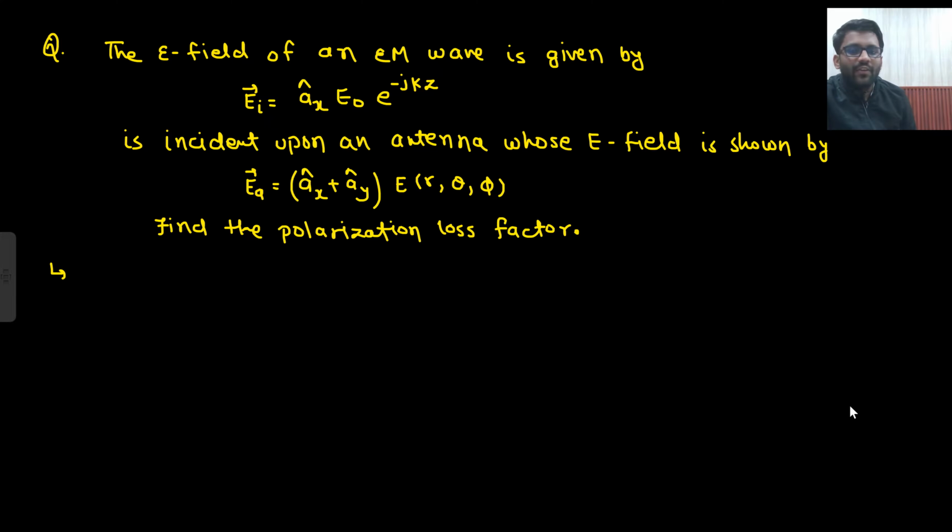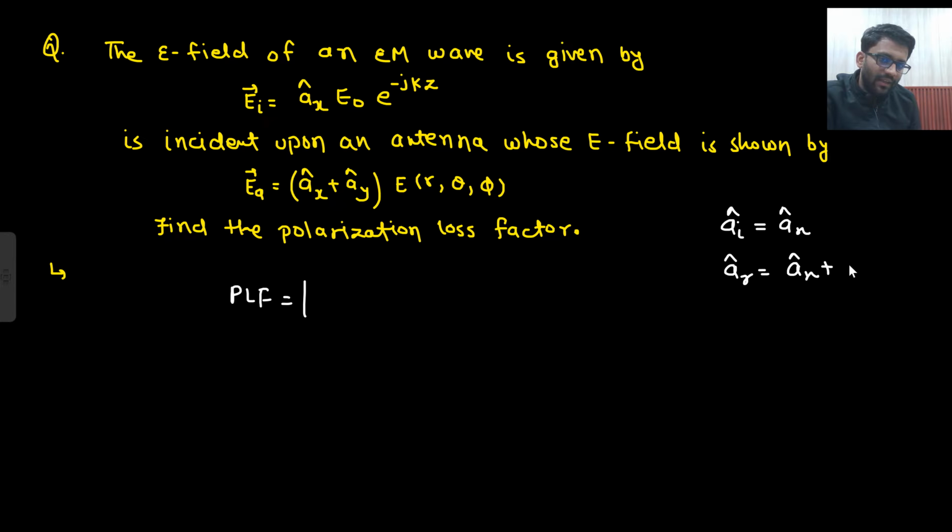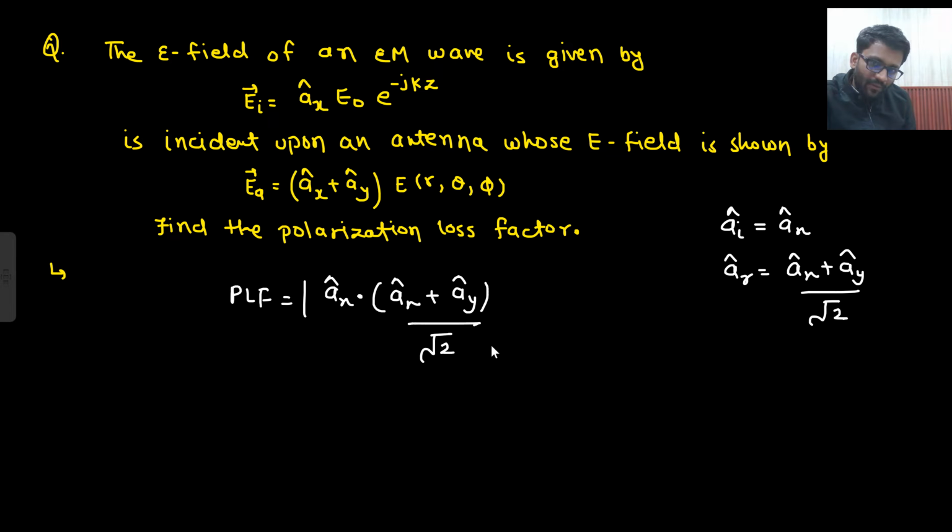The electric field of an EM wave is given by, this is the incident electric field, and it is incident on an antenna. That electric field is given as AX cap plus AY cap. You need to find the polarization loss factor. So what will be my polarization loss factor? If I write down what is my incident, or you can say transmitted, that is AX cap. And what is the direction of the received? That is (AX cap plus AY cap) divided by root 2. I am talking about the direction. So this will be the direction, right? So I need to do the dot product now, divided by root 2.